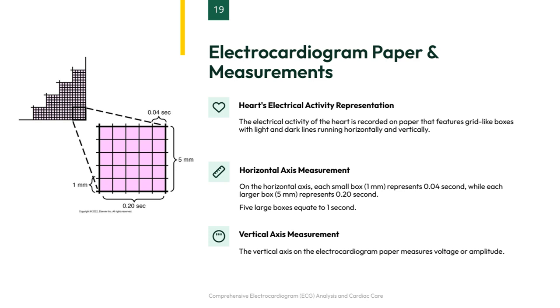Along the horizontal axis, time is represented. Each small box, which measures 1 millimeter, corresponds to 0.04 seconds, while a larger box made up of 5 small boxes equals 0.2 seconds. So when you count 5 large boxes across, that translates to 1 full second. On the vertical axis, the paper measures voltage or amplitude, which reflects the strength of the electrical signals generated by the heart. Understanding these measurements is key to interpreting the ECG accurately.